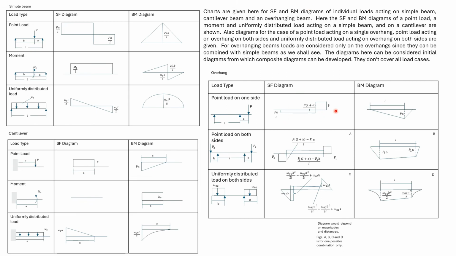This is the shear force diagram. On the left side, we'll have a force acting downwards. This is the bending moment diagram. It is negative and the maximum is PA.